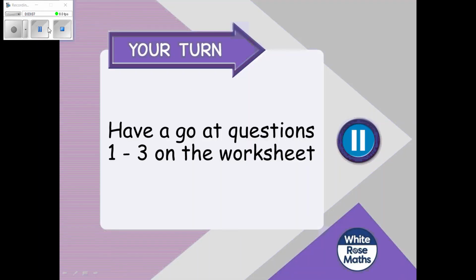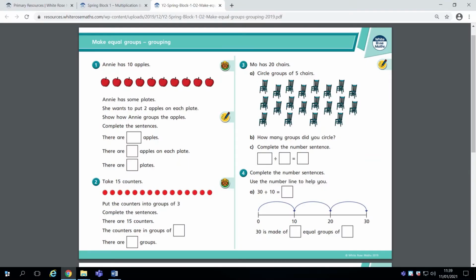So now it's our turn to go through bronze and silver. So this is bronze learning for Thursday, and we're going to read through the first one together. Annie has 10 apples and they are there for you. If you want to go get 10 resources, please pause now and go get them. Annie has some plates. She wants to put 2 apples on each plate. Show how Annie groups the apples, completing the sentences.